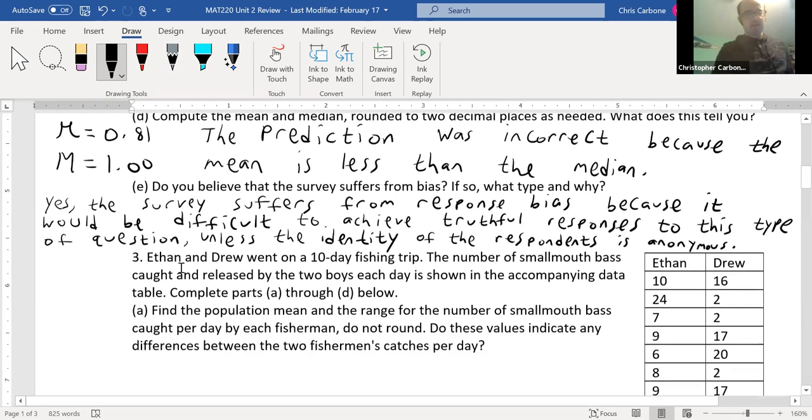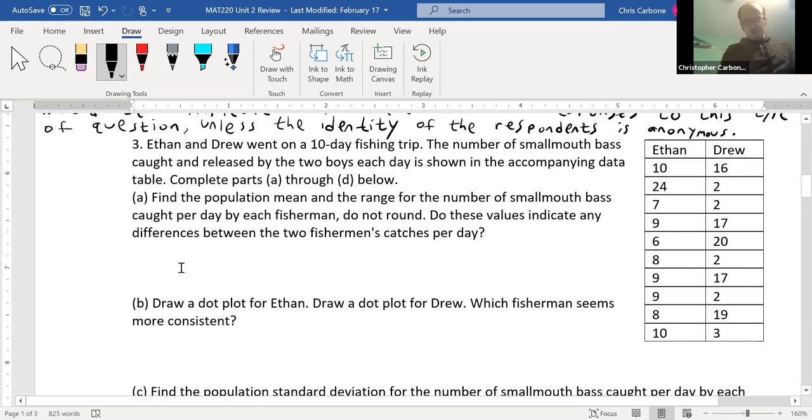Alrighty then, moving right along. We have here question three, followed by a bunch of questions. Ethan and Drew went on a 10-day fishing trip. The number of smallmouth bass caught and released by the two boys each day is shown in this data table to the right. We want to complete parts A through D. First, we want to find the population mean and range for the number of smallmouth bass caught per day by each fisherman, and we don't want to round.